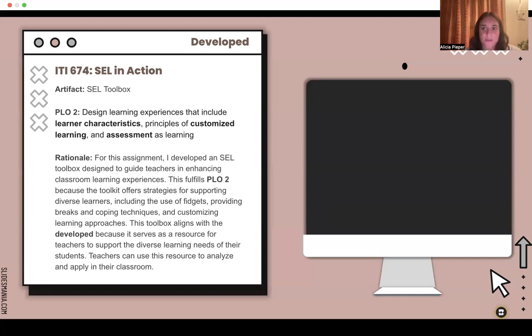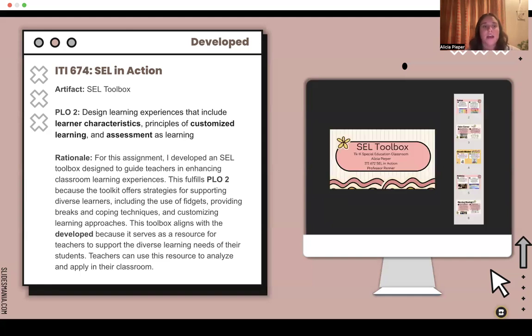I did another artifact for ITI 674. I created an SEL toolbox. I was able to create this toolbox to help guide teachers in enhancing their classroom learning experiences. This fulfills PLO 2 because the toolkit offers a wide range of strategies for supporting our diverse learners and learner characteristics. Some of those include the use of fidgets, providing breaks, coping techniques, and customizing learning approaches.